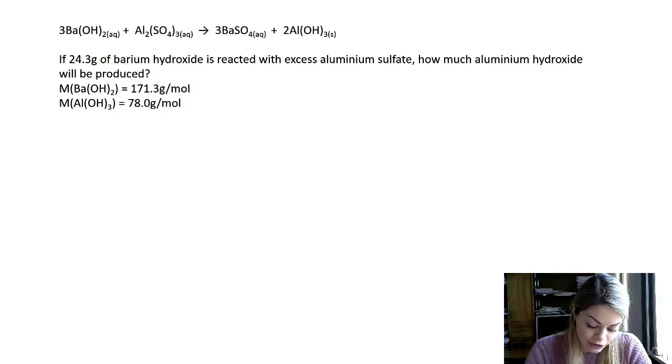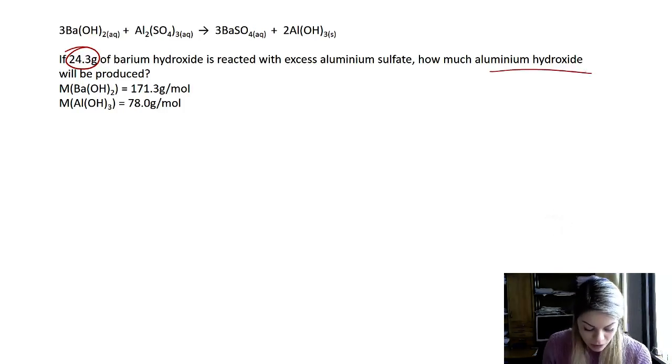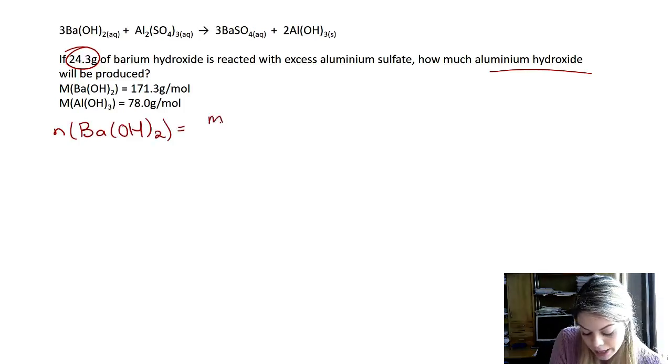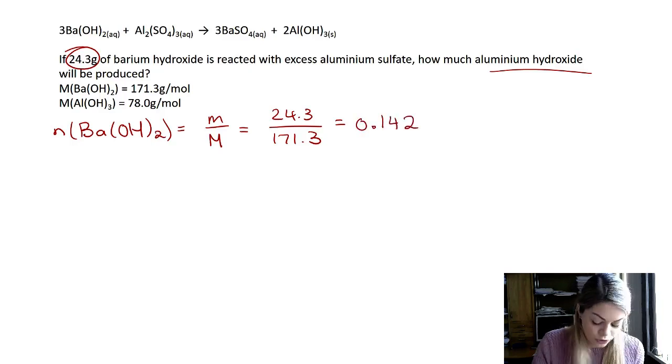Okay, so I know how much barium hydroxide I've got, the mass, but I need to find the number of moles, otherwise I can't compare between barium hydroxide and aluminium hydroxide. So the number of moles of barium hydroxide is the mass divided by the molar mass, and the mass is 24.3 grams, and the molar mass is 171.3 grams per mole. So that gives me 0.142 moles.